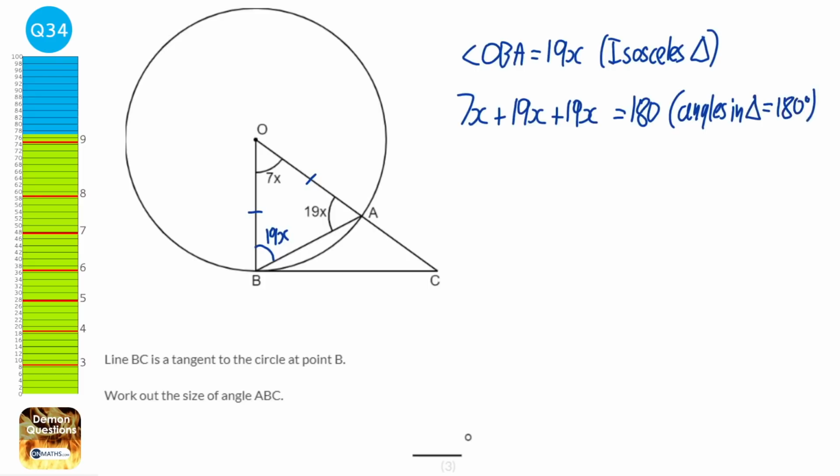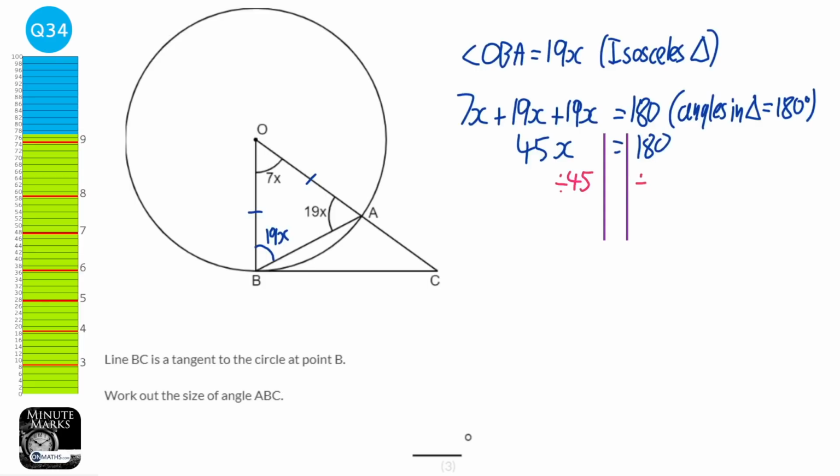Okay, so that's going to be, was it 45x equals 180. And let's get our solving lines in. And we're just going to divide both sides by 45. Okay, so we've got x equals 180 divided by 45, which is 4. Now, we're looking for this angle here.